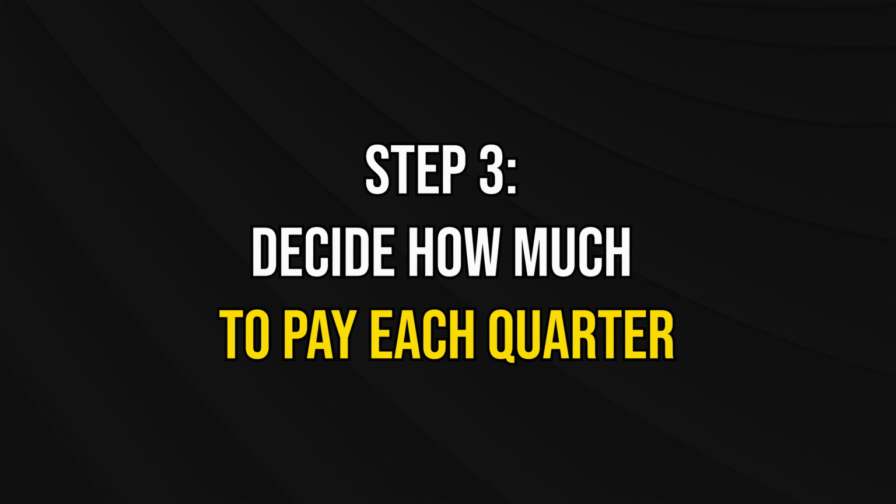Guessing your profit is how people end up underpaying and get hit with penalties. Accurate bookkeeping is how you avoid them. Step 3, decide how much to pay each quarter. There are 2 ways to calculate your quarterly payment.